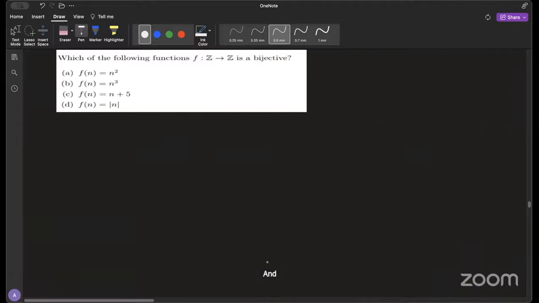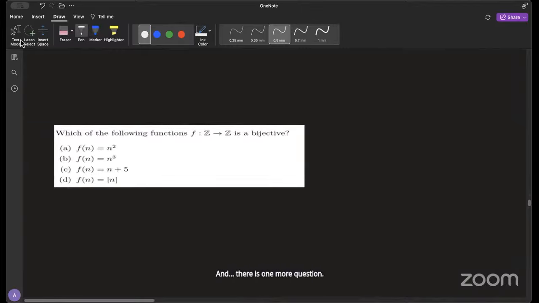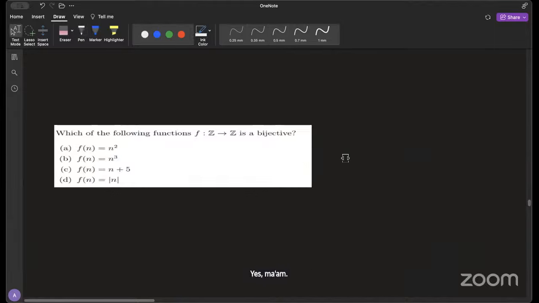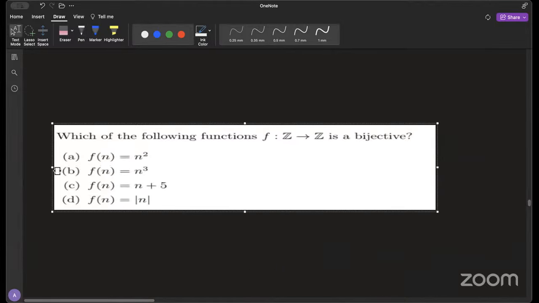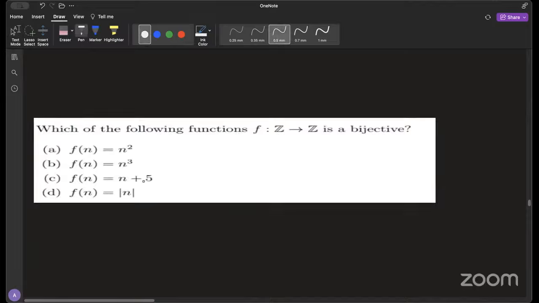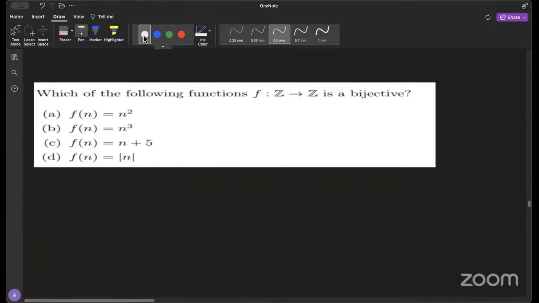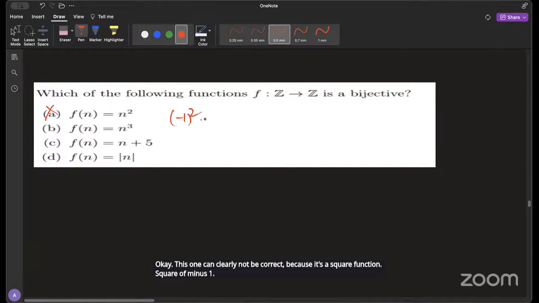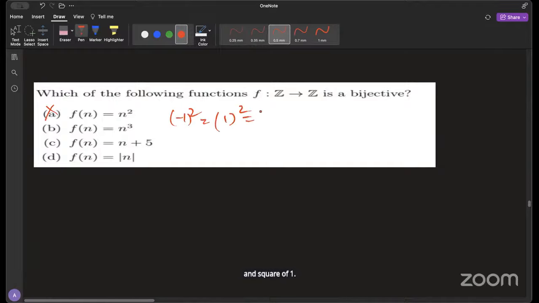And there's one more question. You have to tell which one of these are bijective functions. Let's see for B and C. This one can clearly not be correct because it's a square function. The square of minus 1 and the square of 1 are both the same as 1. So this is incorrect.